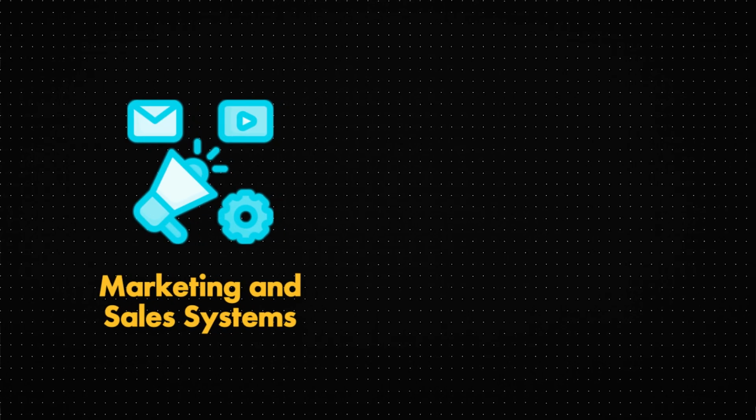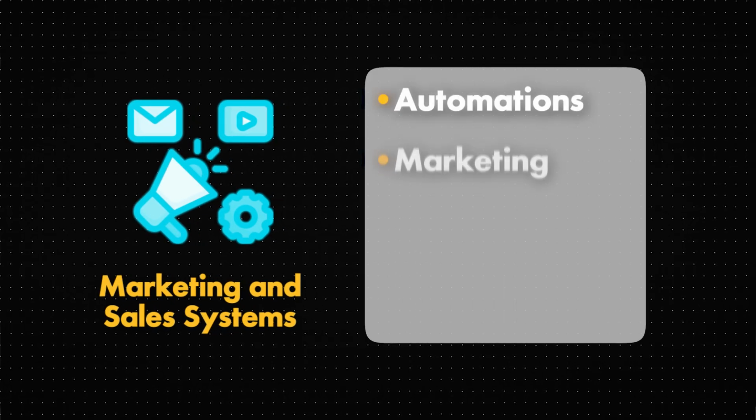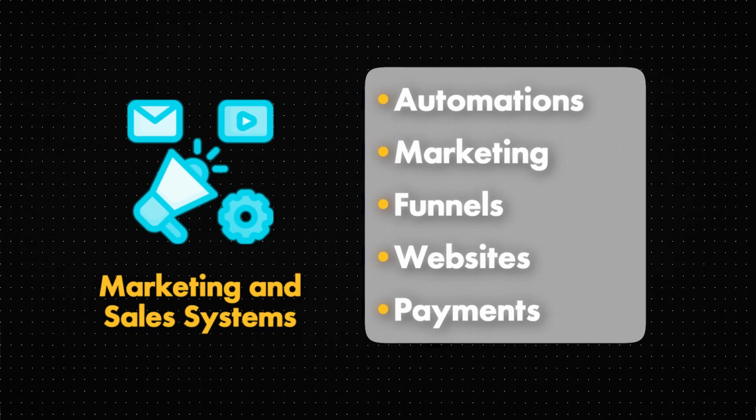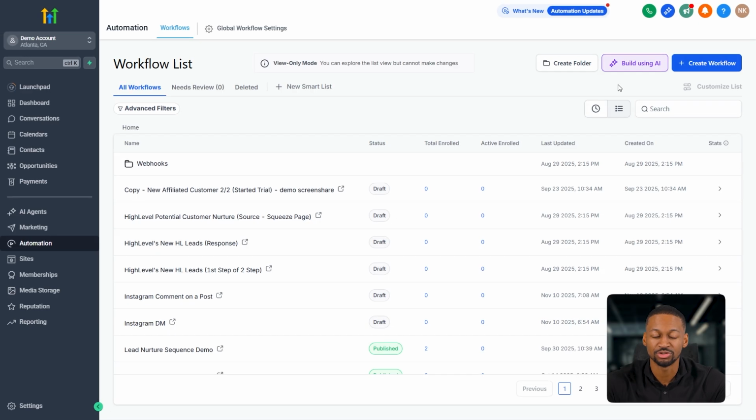All right, now we switch over to probably the most interesting part inside GoHighLevel, and that's the marketing and sales systems category. This one includes automations, marketing, funnels, websites, and payments, everything inside GoHighLevel that helps you scale your business faster. So let's start with automations. Think of this as your personal assistant inside GoHighLevel. So let me just show you how it works.